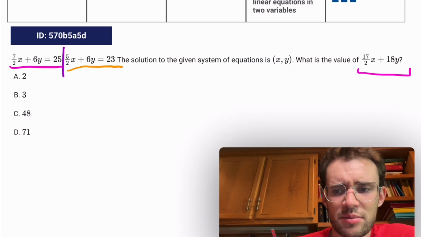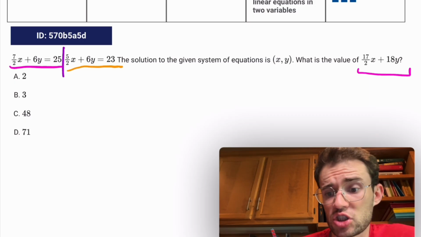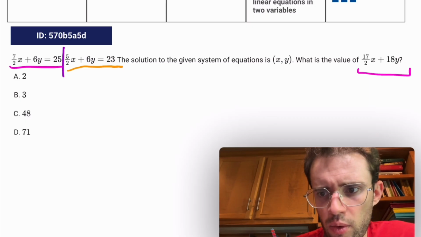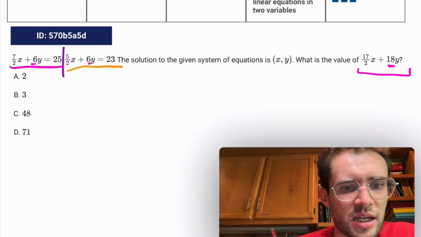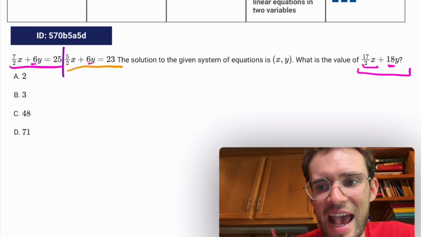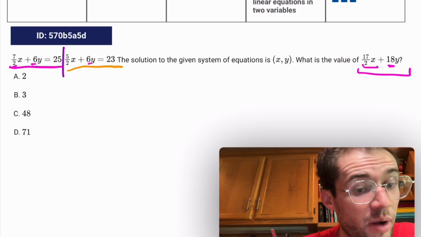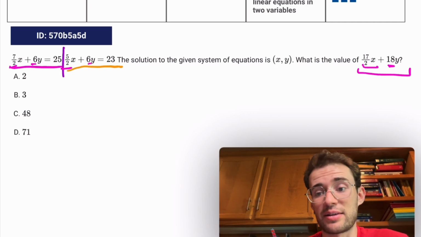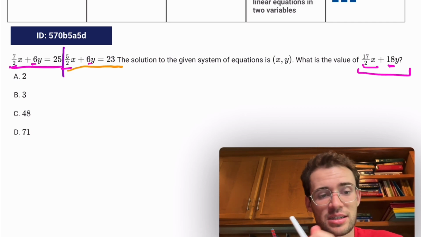So what I'm guessing with this one is there's a way that you can solve it without even figuring out what x and y are. And just looking closely, we want to get it to be 18y, and we have a 6y and a 6y. So we're going to double one of the equations. And we want it to be 17/2. We have 7/2 here already, and then 5/2. Double 5/2 is 10/2. So 7/2 plus 10/2 would give us that 17/2 x's.